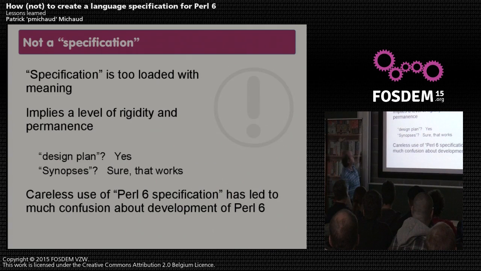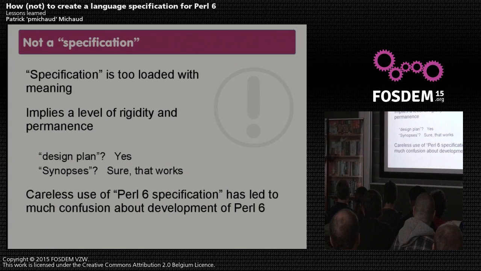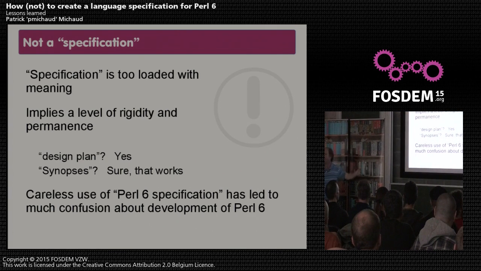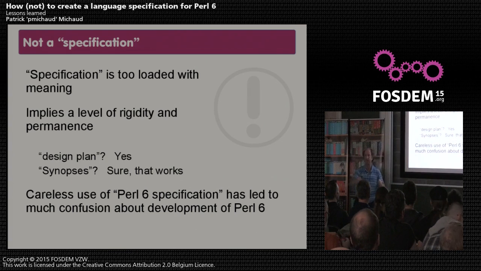First of all, if you say we're going to create the language specification at the outset, that word specification is too loaded with meaning. Because going back to the Wikipedia definition I gave earlier, specification implies a set of requirements that have to be met. And it implies some level of rigidity and permanence that you don't want at the beginning of a project. You don't want there to be all that permanence. You want there to be room for experimentation. So just the name, just by saying we would start by creating a specification, kind of threw things in the wrong direction.